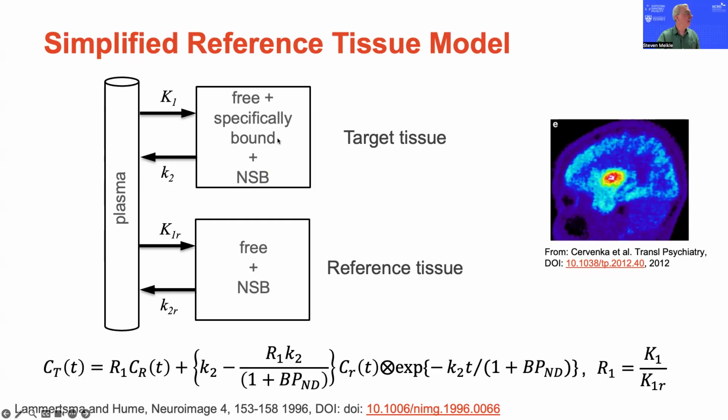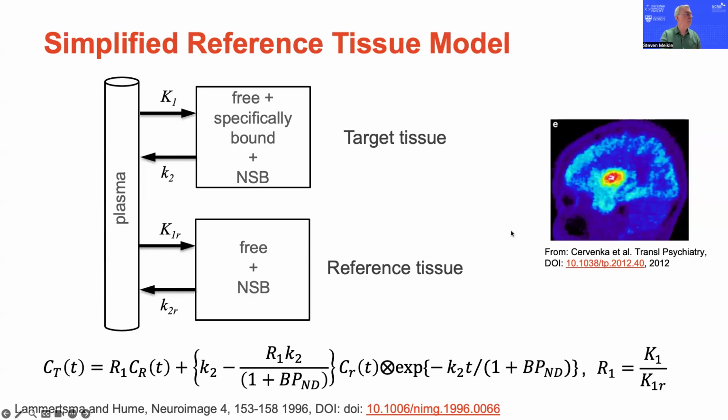region. But what I'm also going to do is say, if I can identify a tissue, usually in the brain, a reference tissue where I know that there are no or minimal specific binding sites, then I can have a separate reference tissue compartment which contains only the free and the non-specific binding, but no specifically bound component. So then I'm going to have a K1 and a K2 for my target tissue, and a K1R and a K2R for my reference tissue.